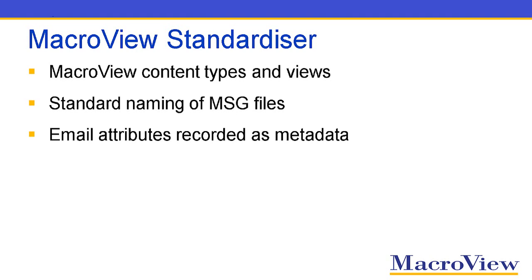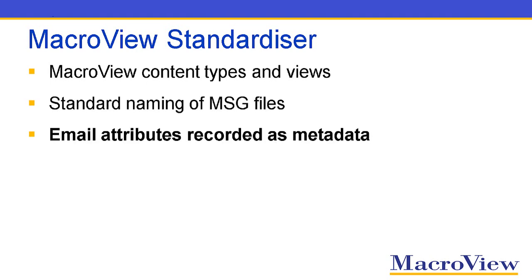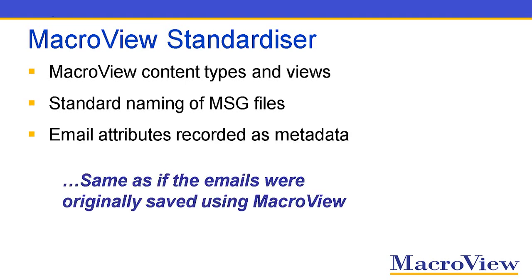In addition, Standardiser works through all the emails in those libraries, standardizing their naming and their metadata treatment. Standardiser records the attributes of each email as metadata using the MacroView standard content types. The end result is the same as if the emails were originally saved by using MacroView. Those migrated emails will be the same as emails that you save by the ongoing use of MacroView.